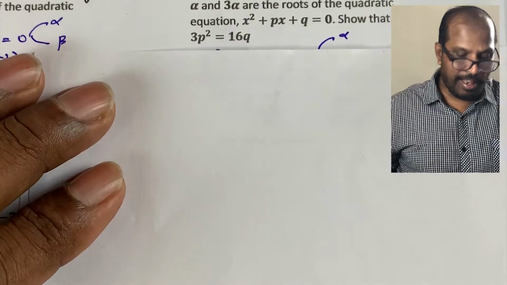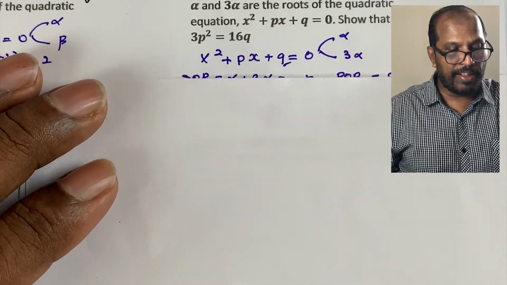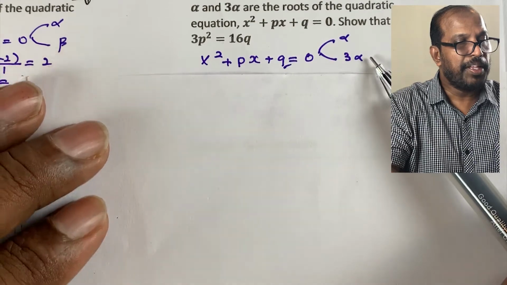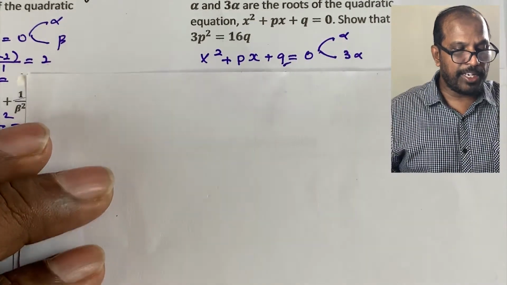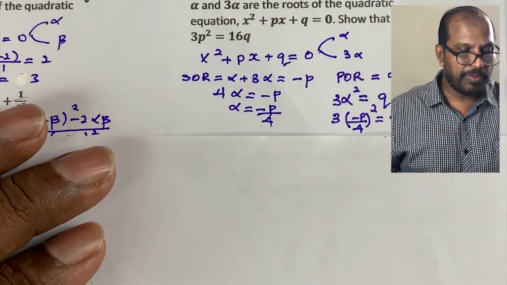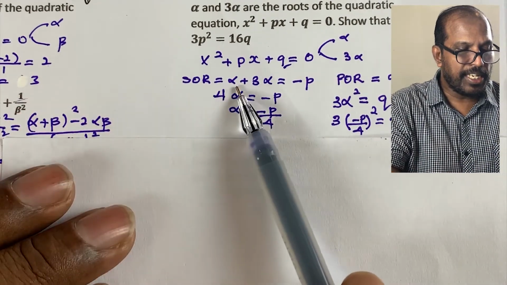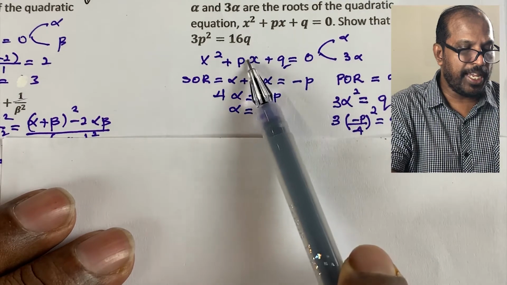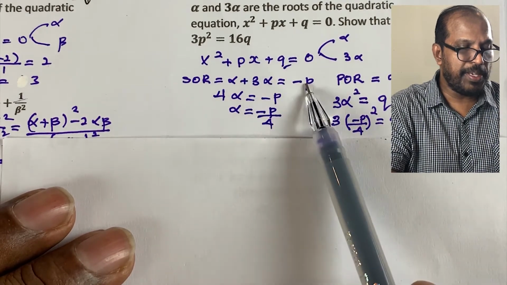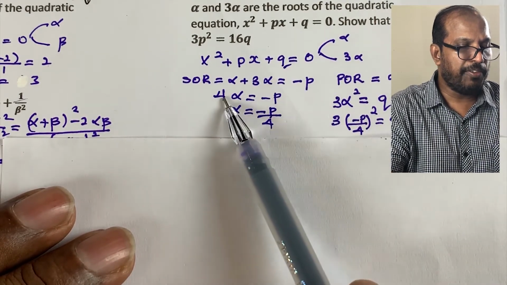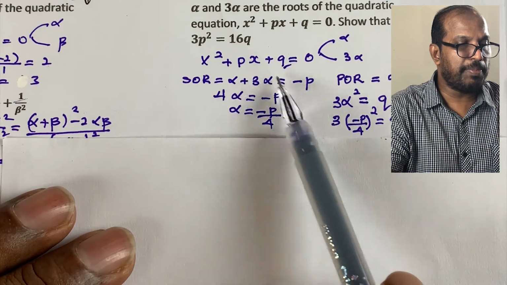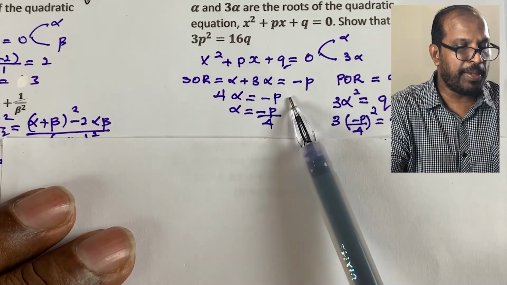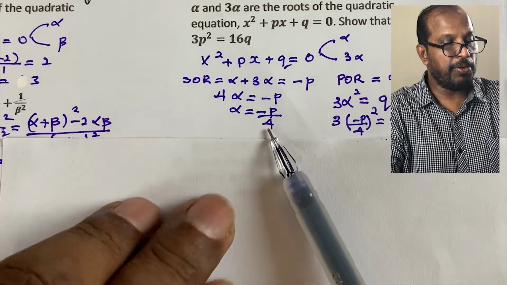So I know that the roots are alpha and 3 alpha. Therefore, the sum of the roots and the product of the roots: the sum of the roots is alpha plus 3 alpha equals negative p, because it's negative b over a, and b is p, a is 1, so negative p. So I got 3 plus 1, I got 4 alpha equals negative p. So I got alpha equals negative p over 4.